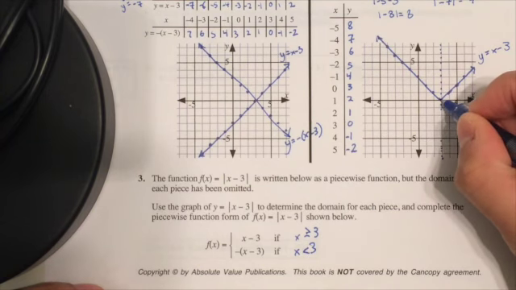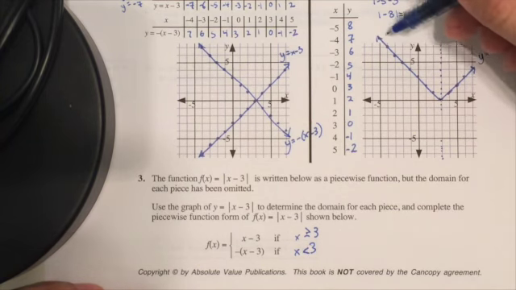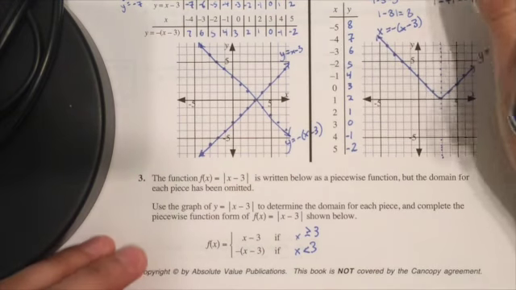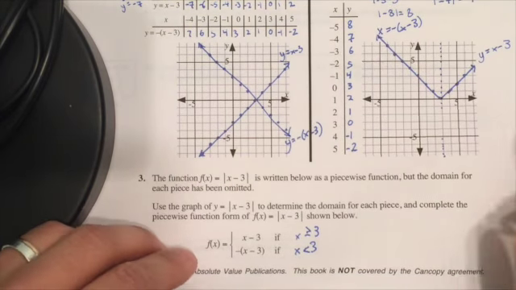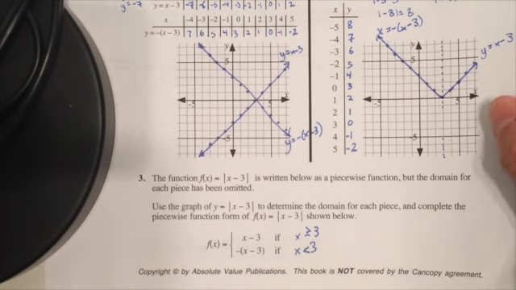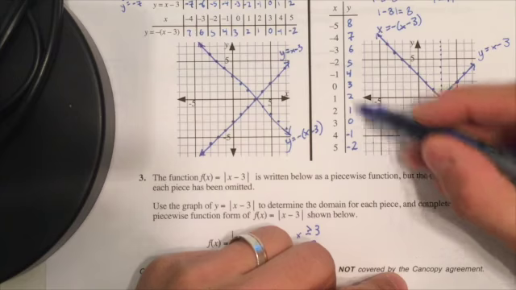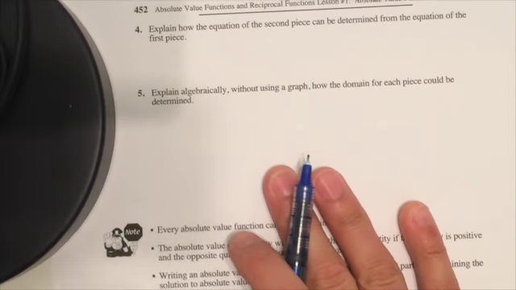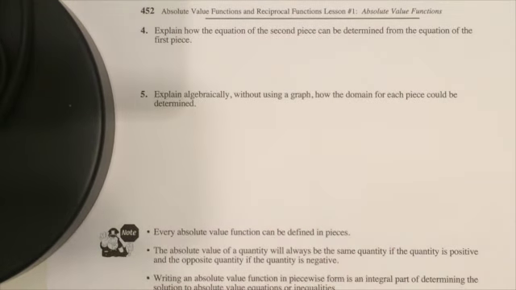So here we see that x is less than 3, and we had our function f of x equal to negative x minus 3. Okay, so that's what the function is going to look like, or the graphs for the function of the absolute value of x minus 3 right here. Now, finally, explain how the equation of the second piece can be determined from the equation of the first piece.